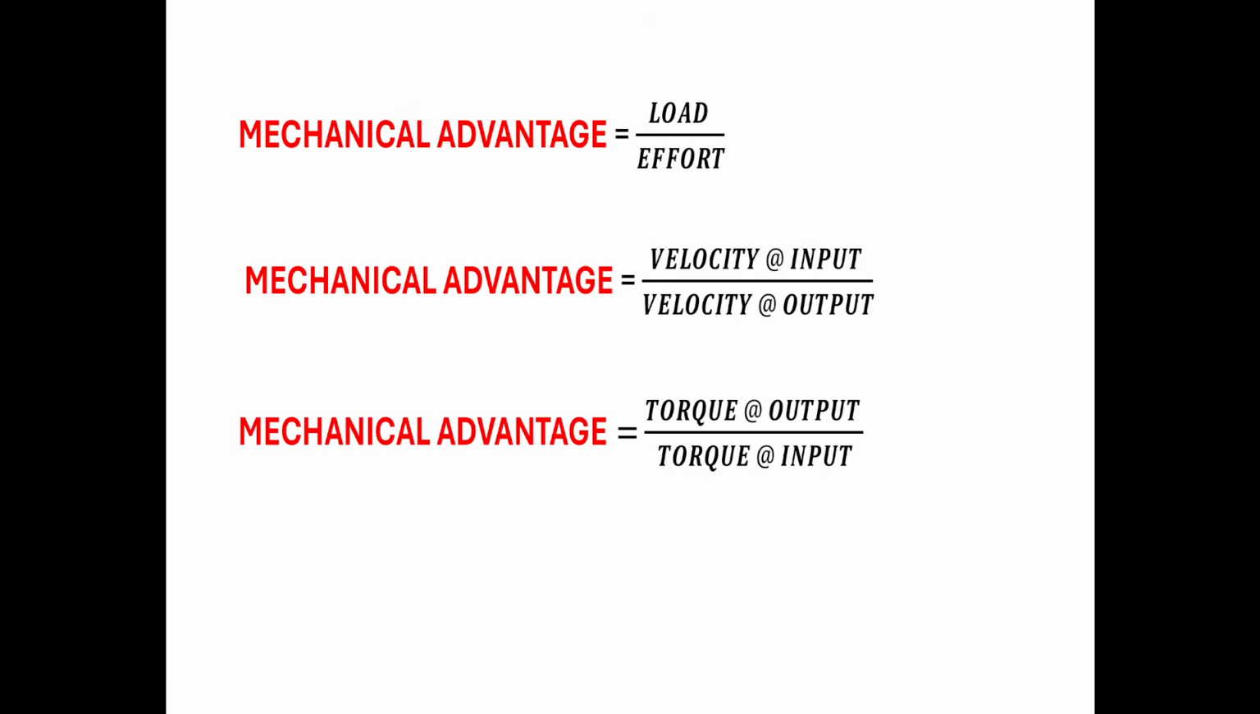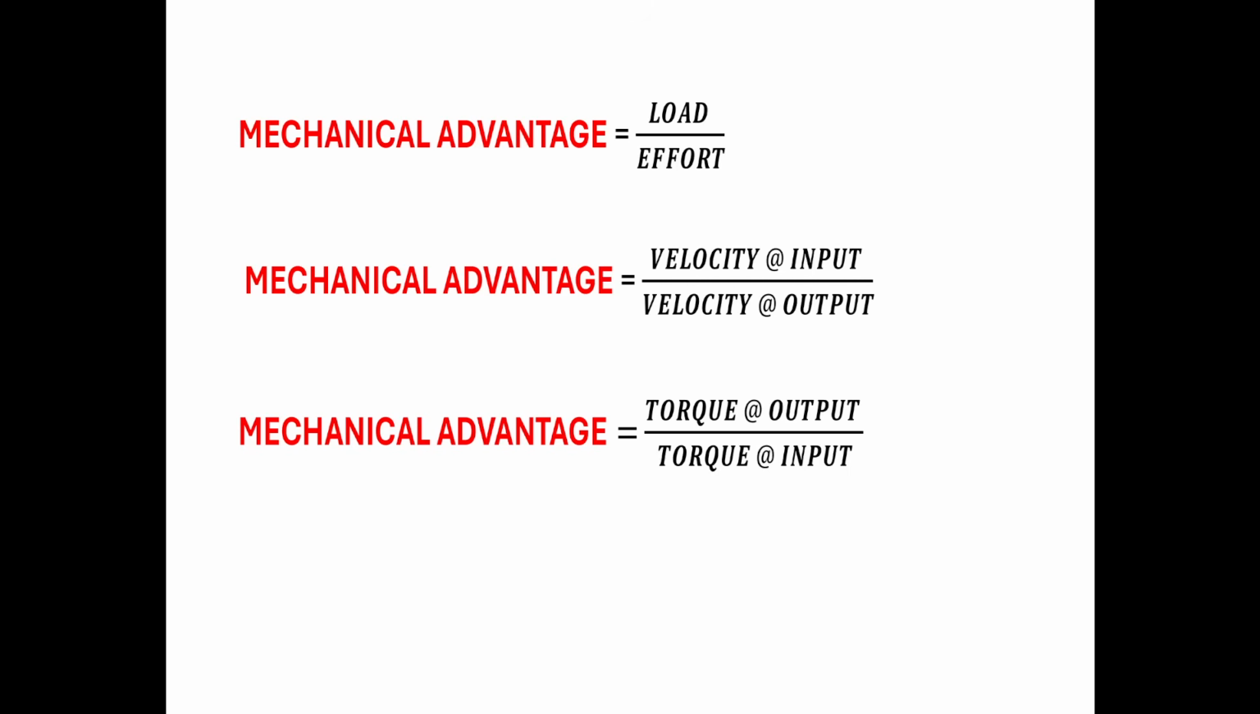Dear students, we come across a parameter called mechanical advantage. This is used for checking the effectiveness of a mechanism. In short, it's a performance parameter. Mechanical advantage has got three versions. It is expressed as ratio of load to effort or velocity at input to velocity at output.